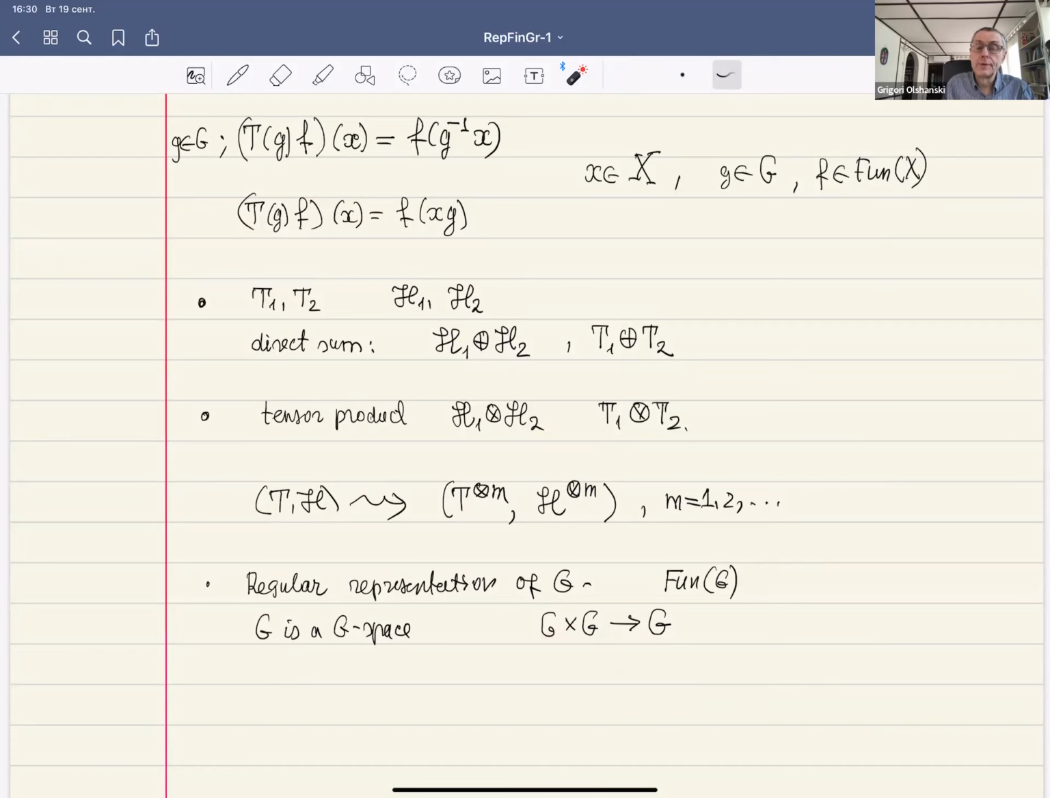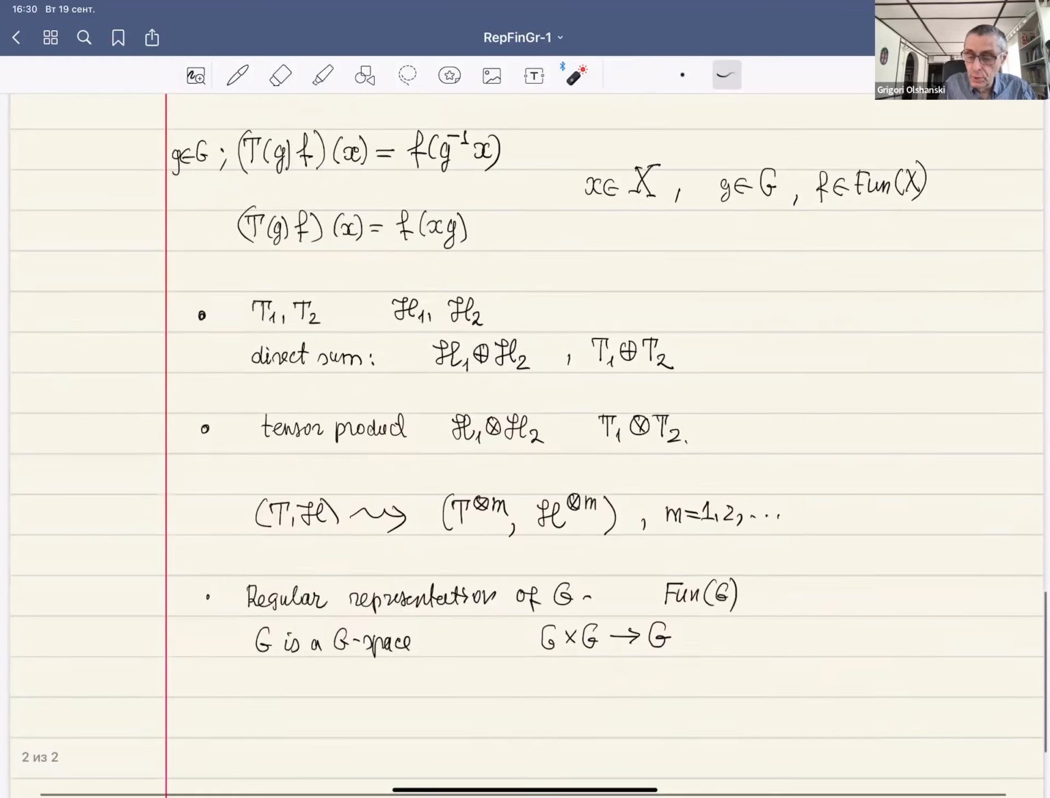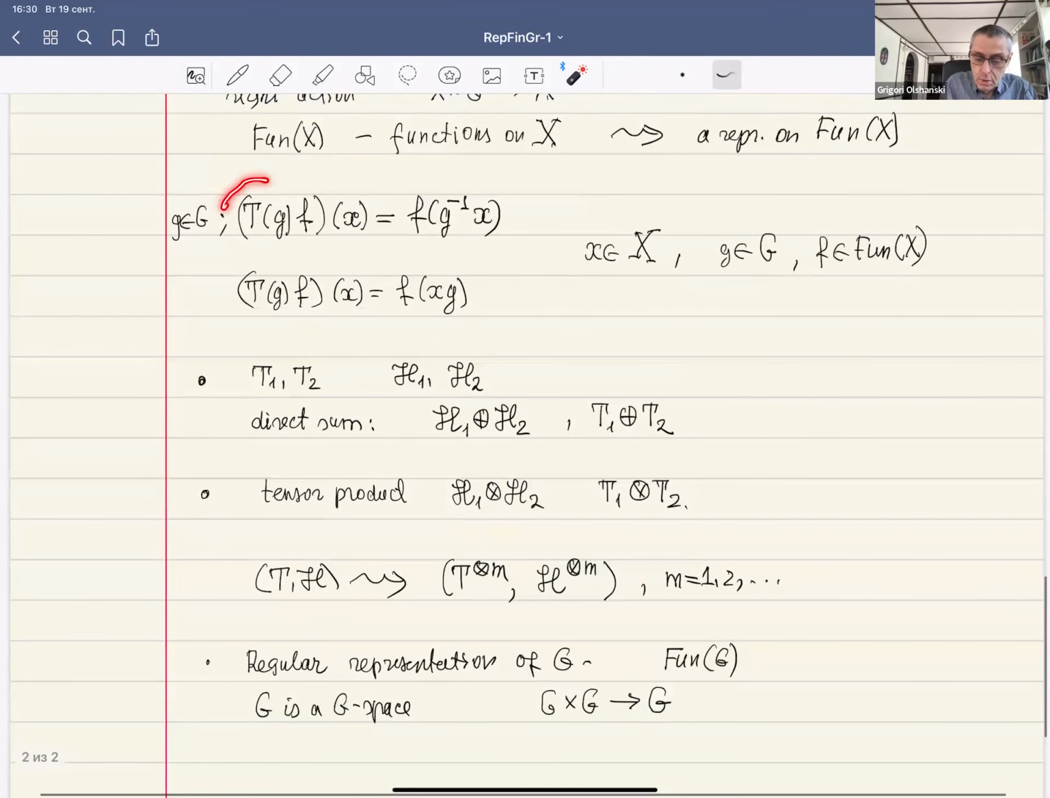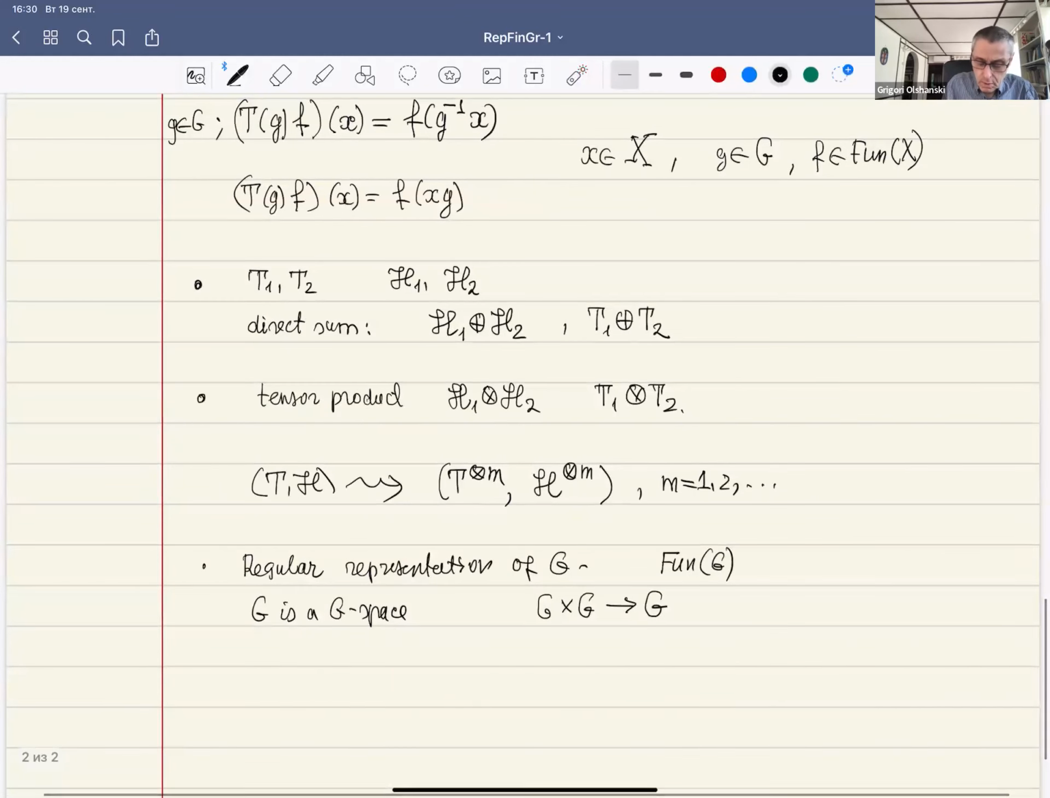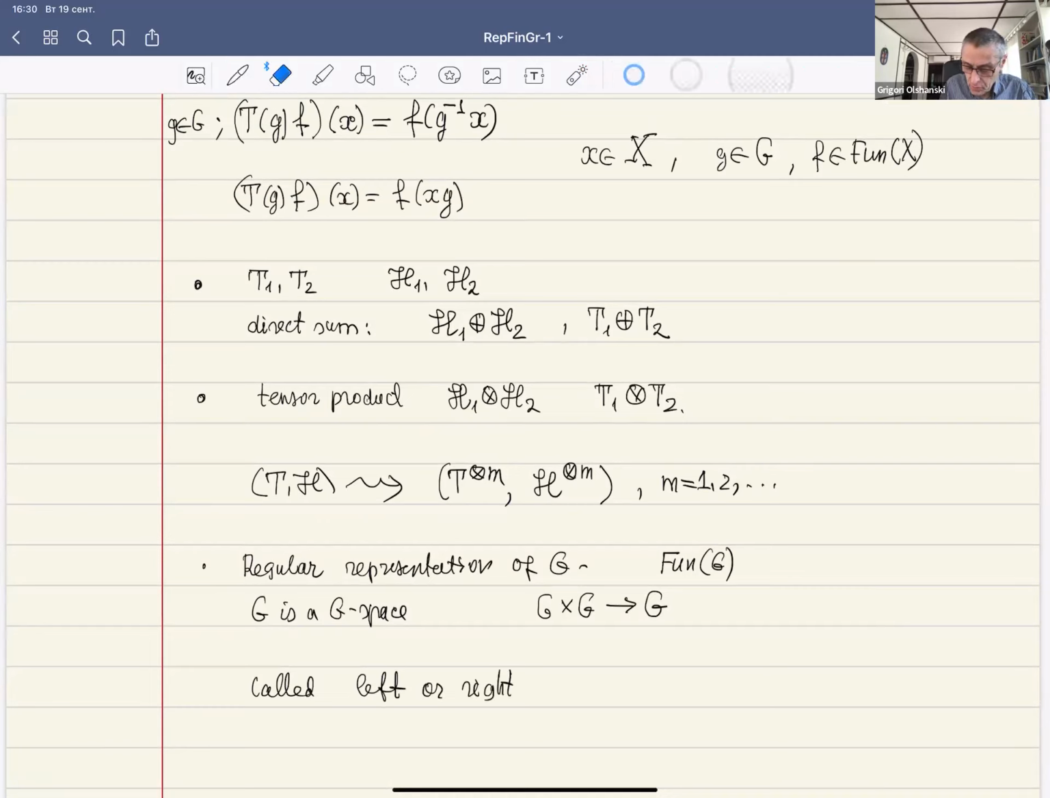So from this we can produce a representation following this general scheme, and it's called the left or right regular representation.